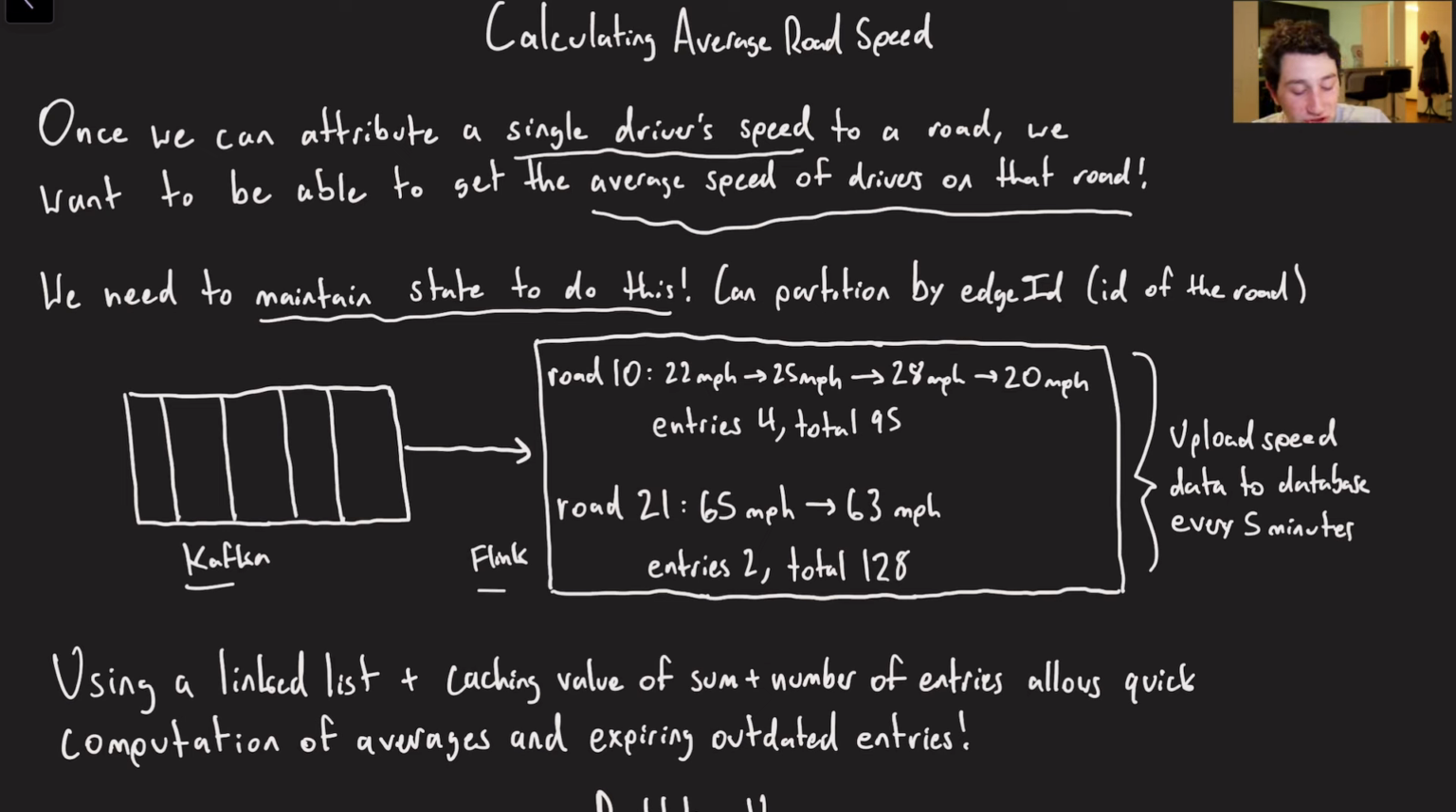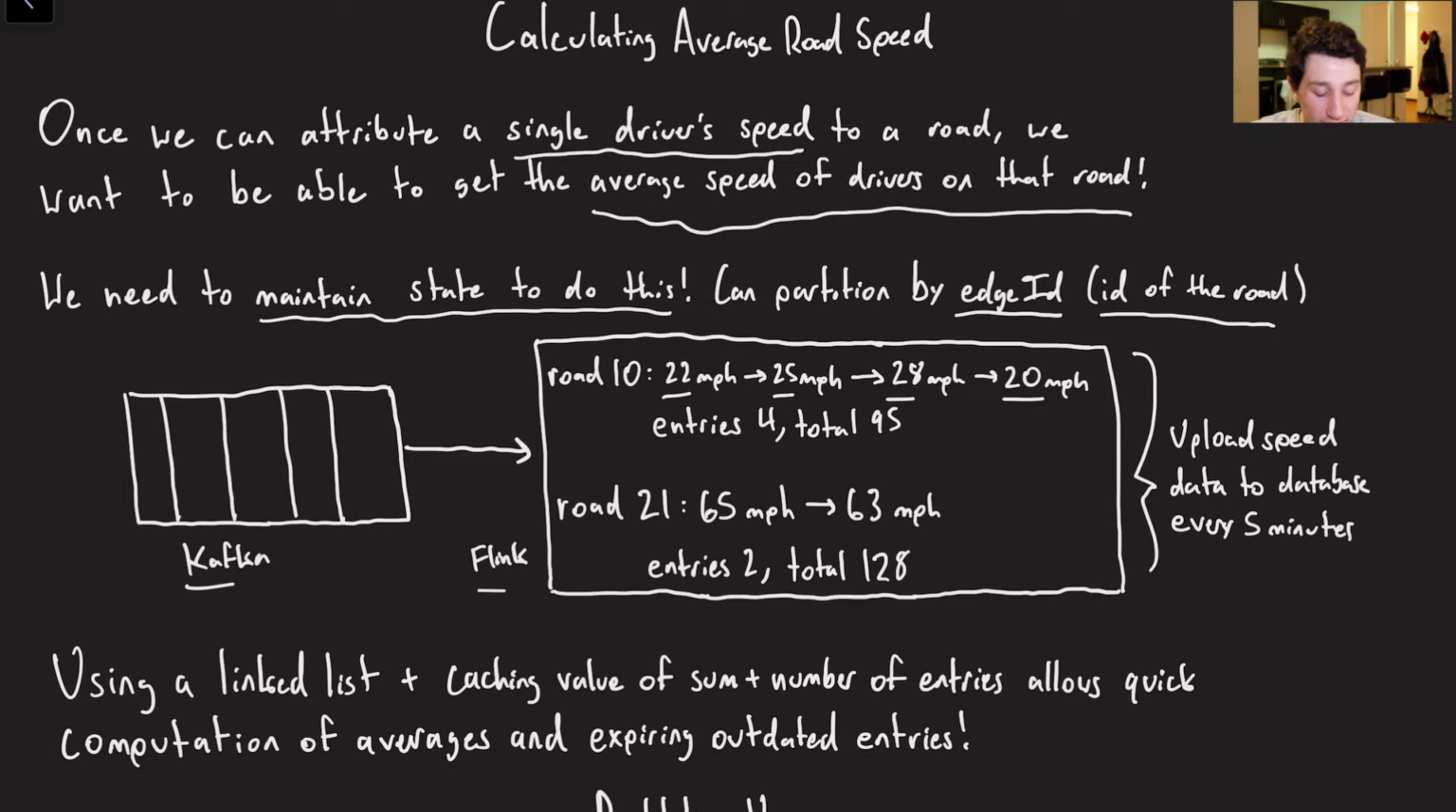We're going to aggregate these entries using a linked list on a 5 minute interval. And what we can do is actually partition all of this data by the edge ID, which is effectively just the ID of the road. We get the ID of the road from that previous step using our hidden Markov model. So now all of a sudden, our Flink node is basically just going to be keeping the following.